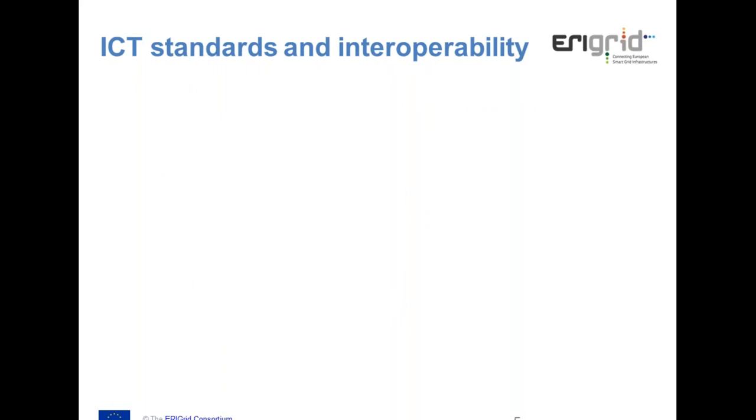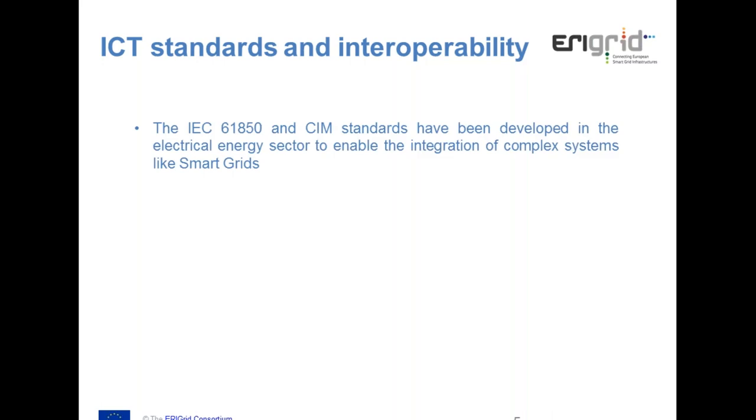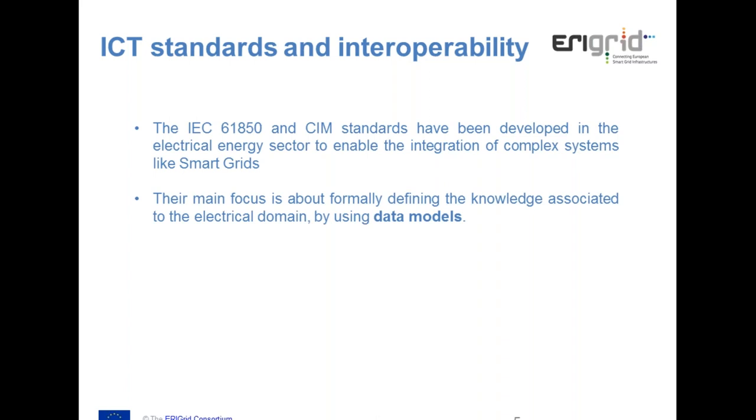What ICT standards are actually available? We are talking now specifically about the smart grids domain, in order to fulfill this high-level idea of having semantic standards, let's say. As we will talk a lot in this presentation, the main focus at ICT level is on these two standards, IEC 61850 and CIM, which have been developed specifically to address these interoperability problems for the integration of complex systems like the smart grids.